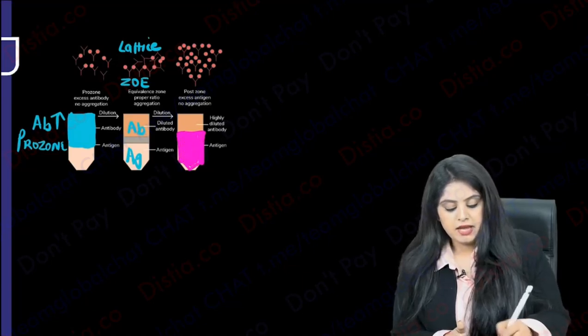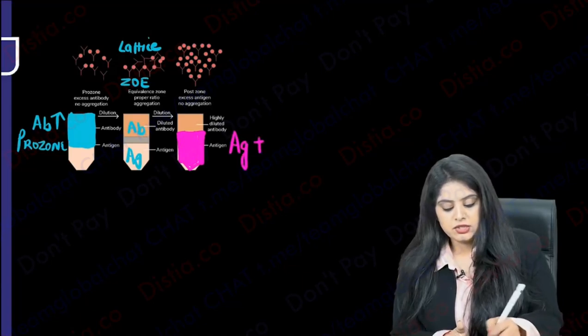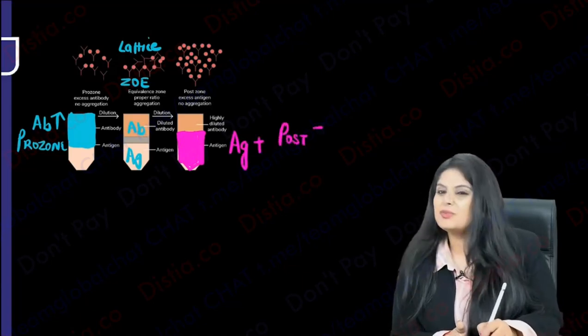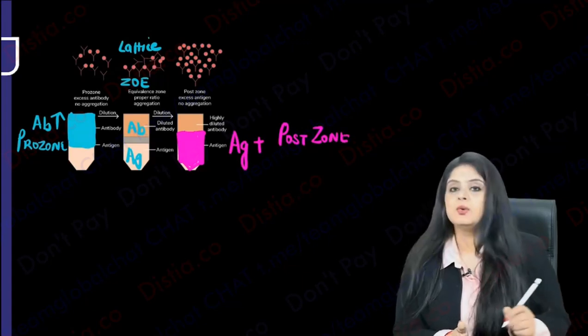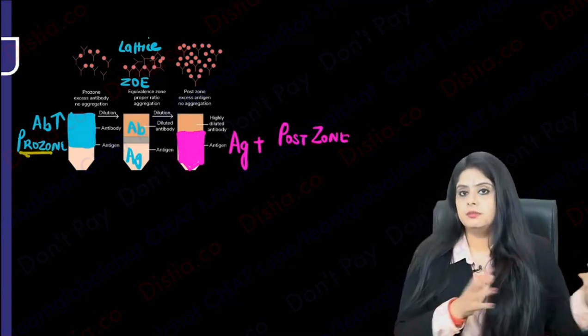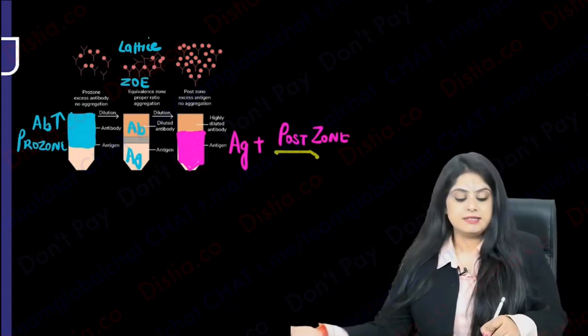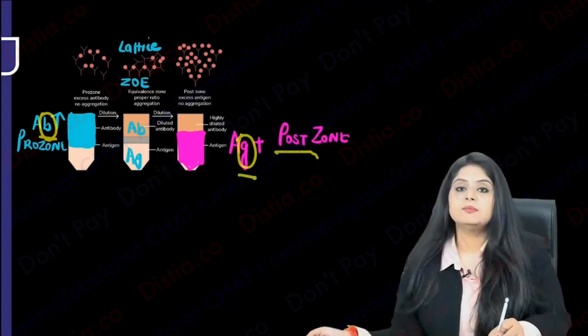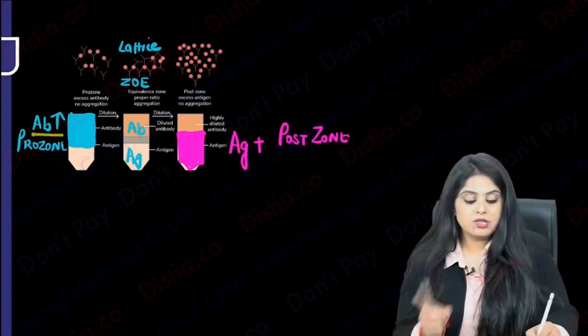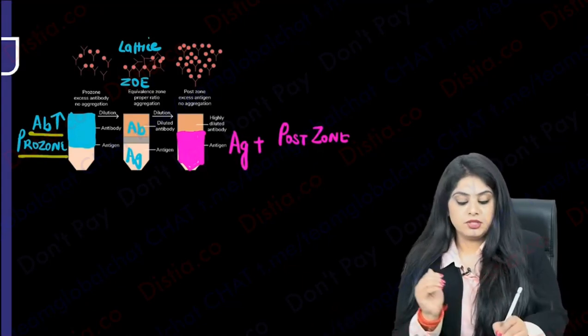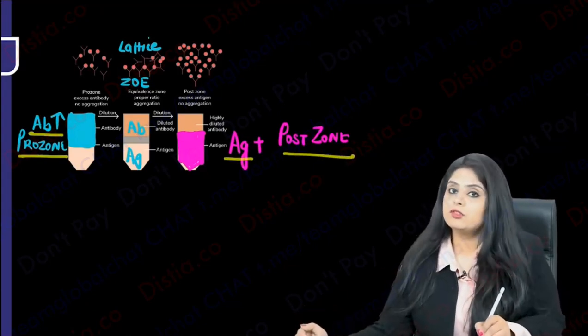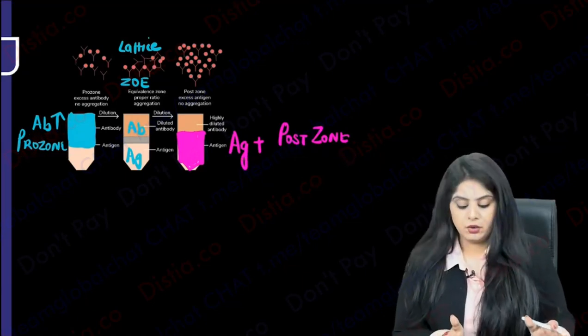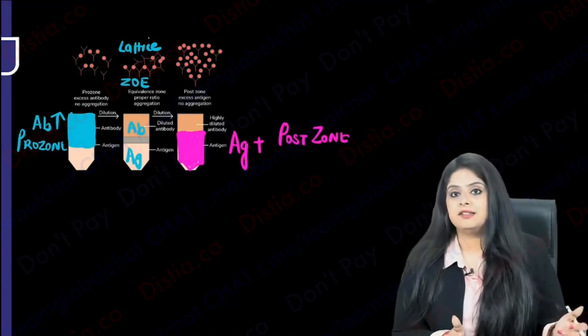On the other hand, if there is too much antigen present, then you say this is a postzone. Many students get confused: what will it be, pro or post? So look, pro sounds earlier, post sounds later. Between antibody and antigen, B comes earlier and G comes later. Okay? So when antibody is in excess, it is a prozone phenomenon. When antigen is in excess, it is a postzone phenomenon. Go in alphabetical order. This concept was known as Marek's hypothesis.